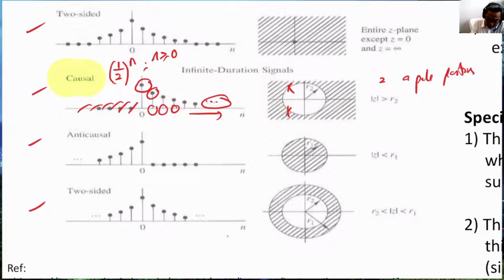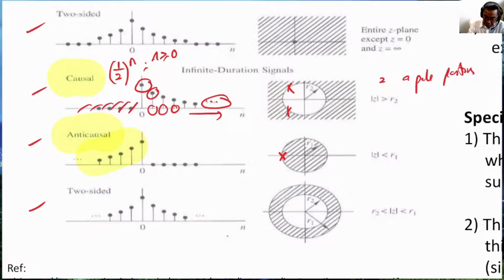Because in the second example now, we'll see that we have an anti-causal signal. In an anti-causal signal, the opposite is true. You have a pole, for example, you have a pole here, and the region of convergence is inside this circle drawn by the radius of the pole. So the difference is that when you have an anti-causal sequence, the region of convergence shrinks towards the origin, while in the causal signal for an infinite sequence, the region is external to the radius specified by the pole location.